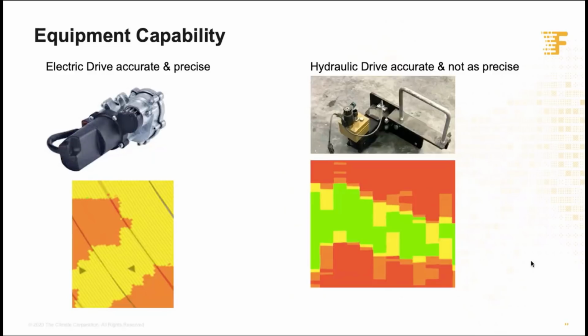So hydraulic drives work perfectly fine for variable rate seeding, but we want to make sure that we stay in that 3 to 5 zones within a field so that we have time to really get the right population in each one of those spots.